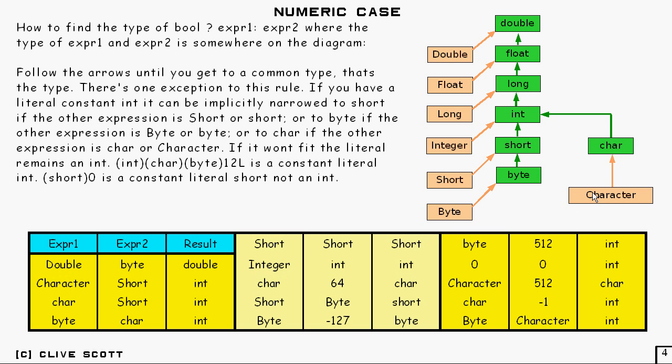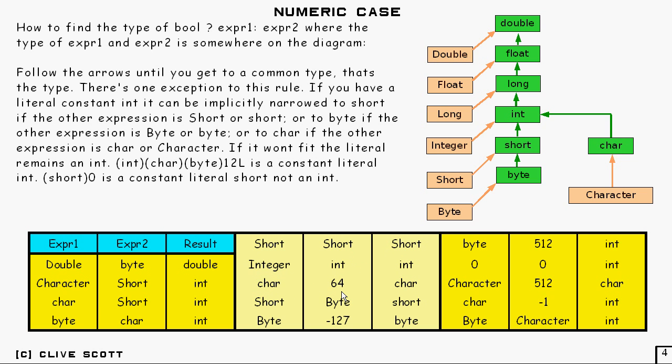Character and short, I follow that lot, it goes to int, so int is the common type. Char and short, pretty similar, follow that, it's int again. Byte and char, starts down there, and that's again an int. Short and short, those two wrapper classes, they don't have to go anywhere, they are common already, so it's short, which is good because that agrees with what we had before, where the two types are the same. The result is that type. Integer and int, go to int.